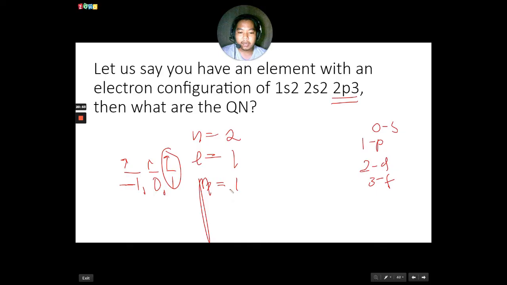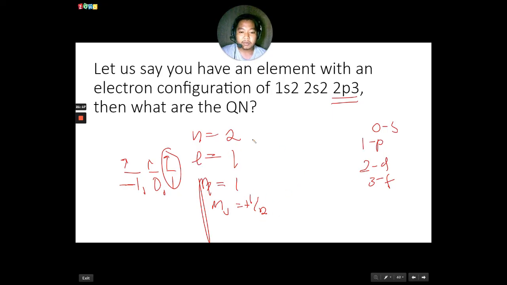So the quantum number is 1, and then it's spinning upwards. Therefore, my MS would be positive 1/2. Right, that's positive 1/2 for my 2p3. So this is the set of quantum numbers 2, 1, 1, 1/2.